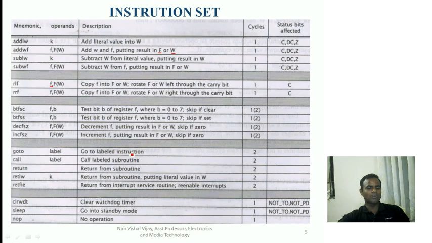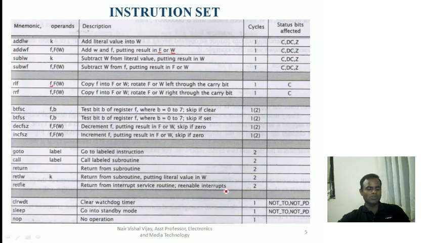Call is for call labeled for subroutine. Return is for return from subroutine. And return from subroutine, putting the return value in W. That is for RETLW, RETFIE, return from interrupt service routine, and re-enable interrupts.